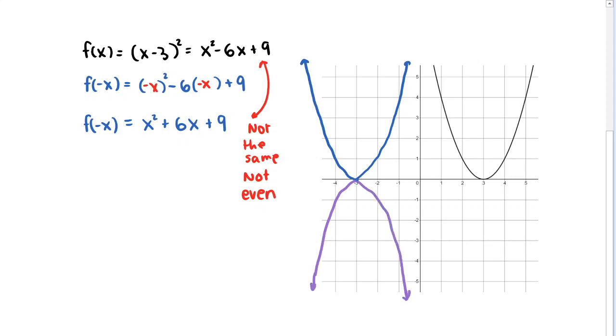And so here, the fact that this graph was not identical to our original graph told us that the function was not even, and the fact that when we apply both reflections and we don't get the same graph, that tells us that our function is not odd.